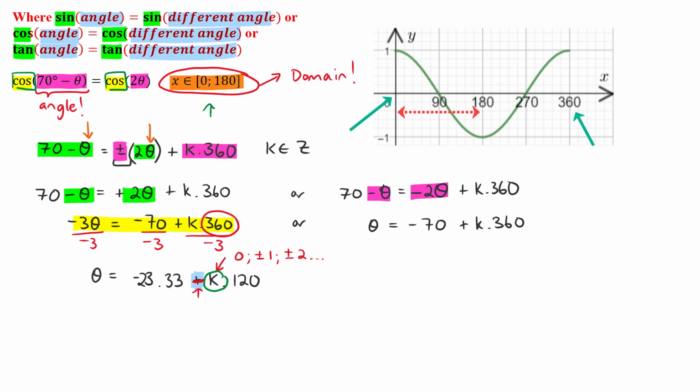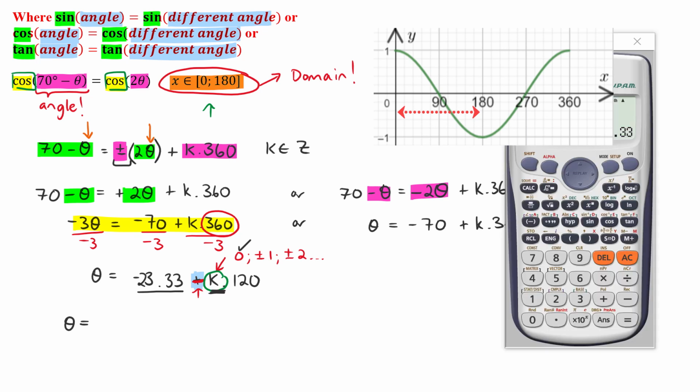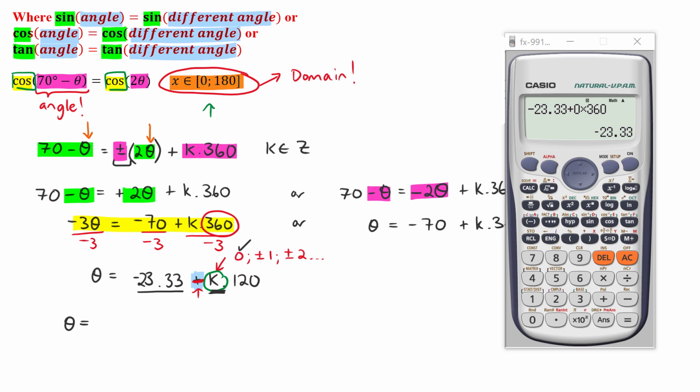So basically, if we start, we would say theta equals, and then the first value you substitute in is 0. So it would be minus 23.33 plus 0 for k, times 120, and that would give us negative 23.33, as shown on the calculator there, and that does not fit between 0 and 180, because it's negative. So then, we go back and we plug in a value of 1. And when we do that, we get the answer 96.67, and that does fit in the range. It fits between 0 and 180.